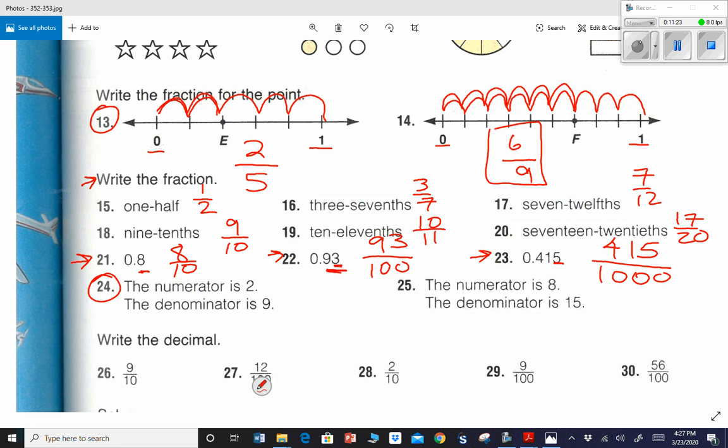Number 24, the numerator is 2, the denominator is 9. The numerator goes on the top, the denominator goes on the bottom. Number 25, the numerator is 8, the denominator is 15. Pretty straightforward.